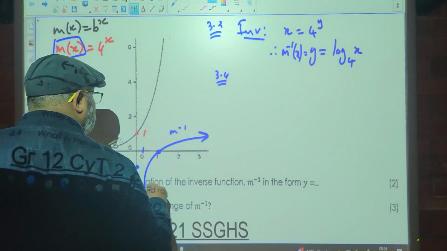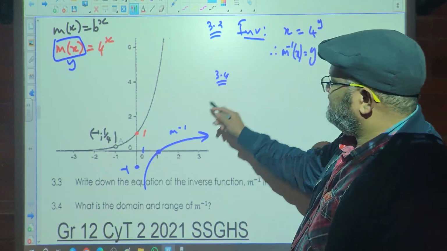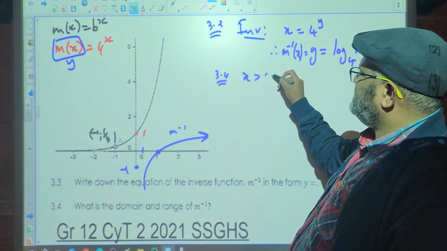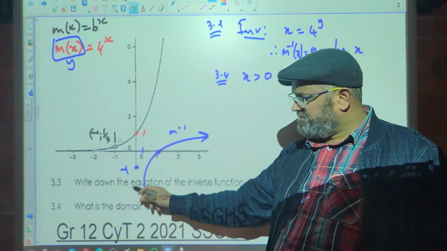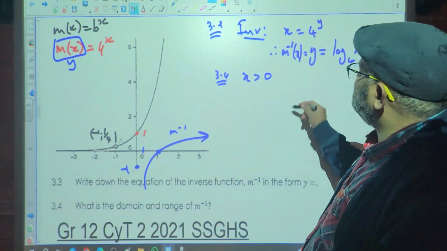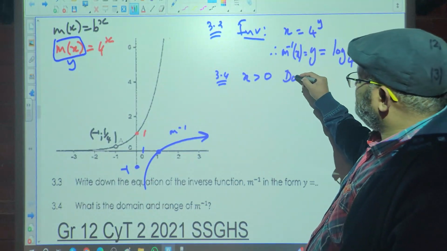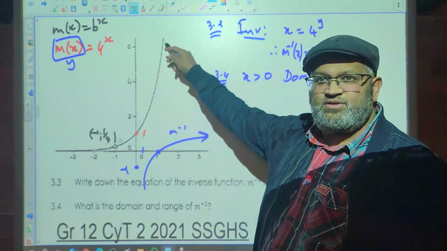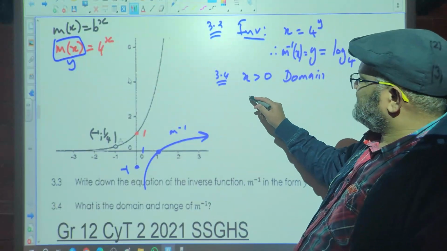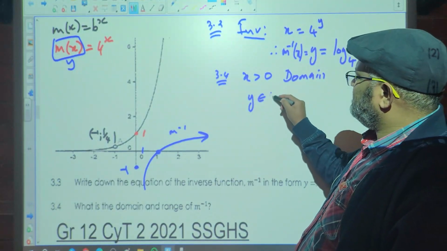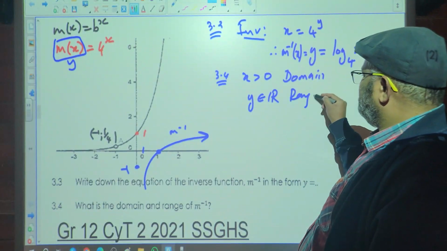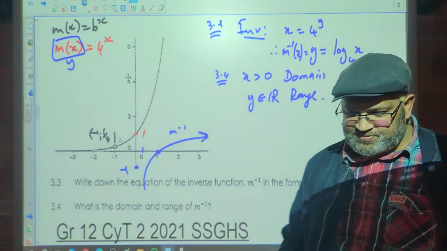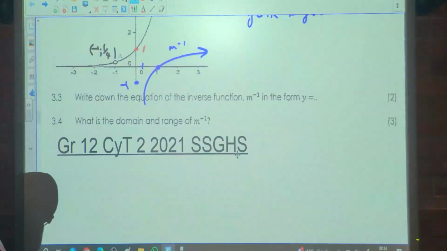That's the inverse function. So what's my domain? Does this graph exist at negative infinity? No. So x must be greater than 0. Can it be equal to 0? No. Why? Asymptote. This is your domain. What's the range? Negative infinity to positive infinity. So what's the range? y is an element of all real numbers. Let's look at the next one.